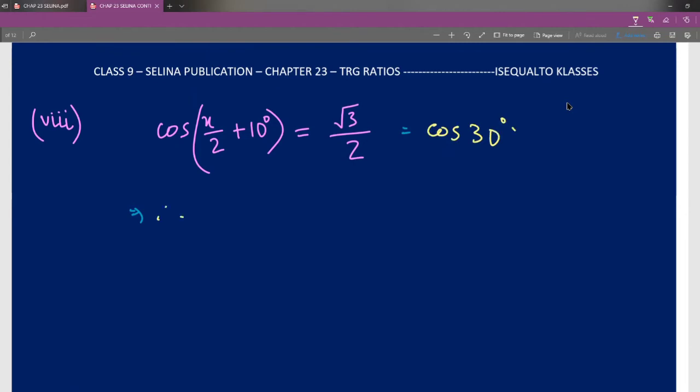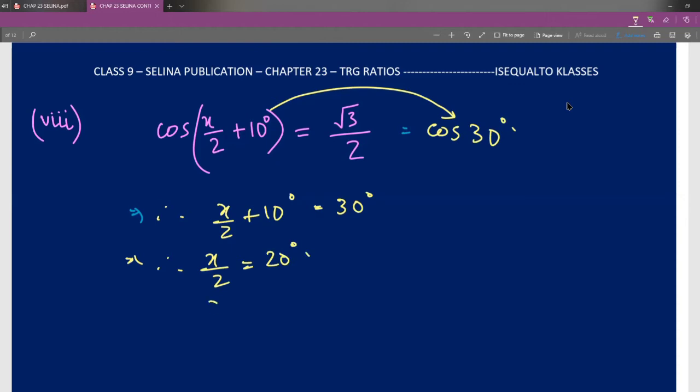Therefore x upon 2 plus 10 degree will be equal to 30 degree. Therefore x upon 2 is equal to 30 minus 10, that will be 20 degree. X is equal to 20 into 2, that will be equal to 40 degree. So therefore x degree will be equal to 40 degree.